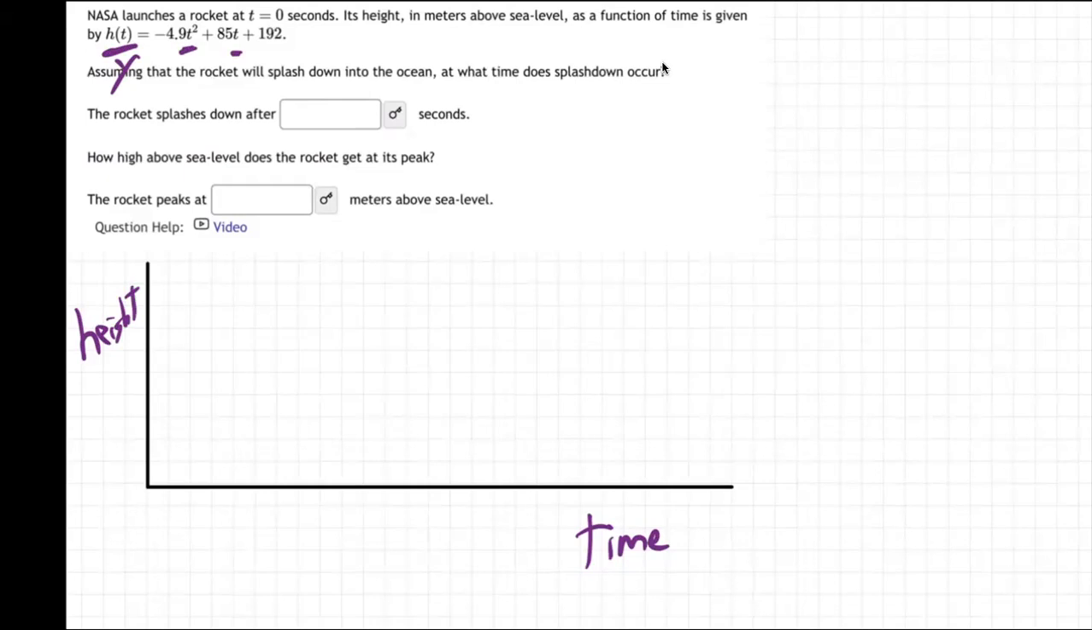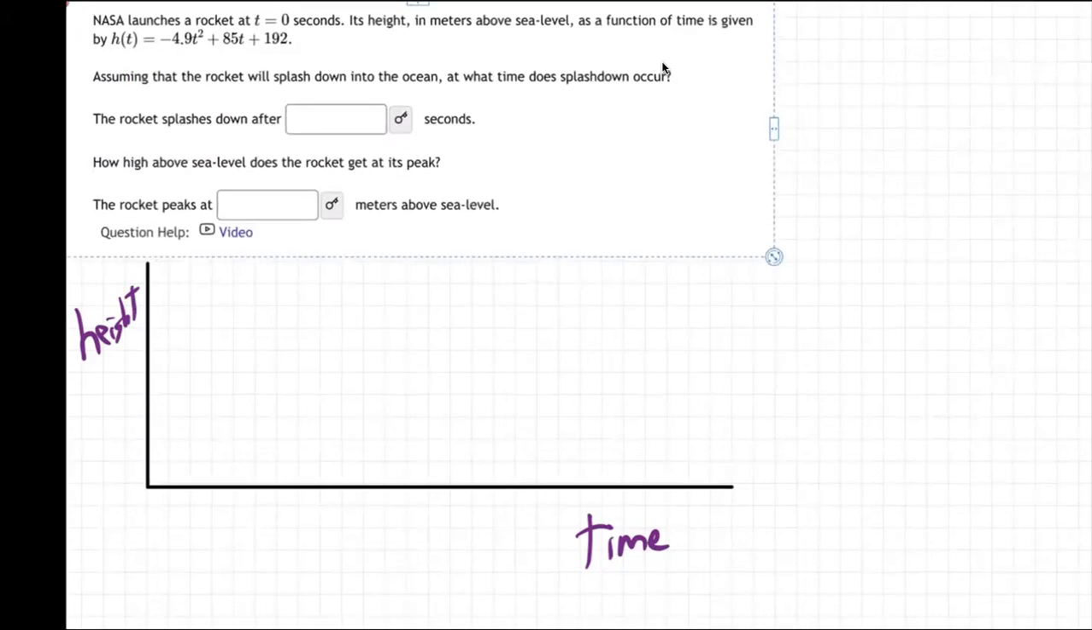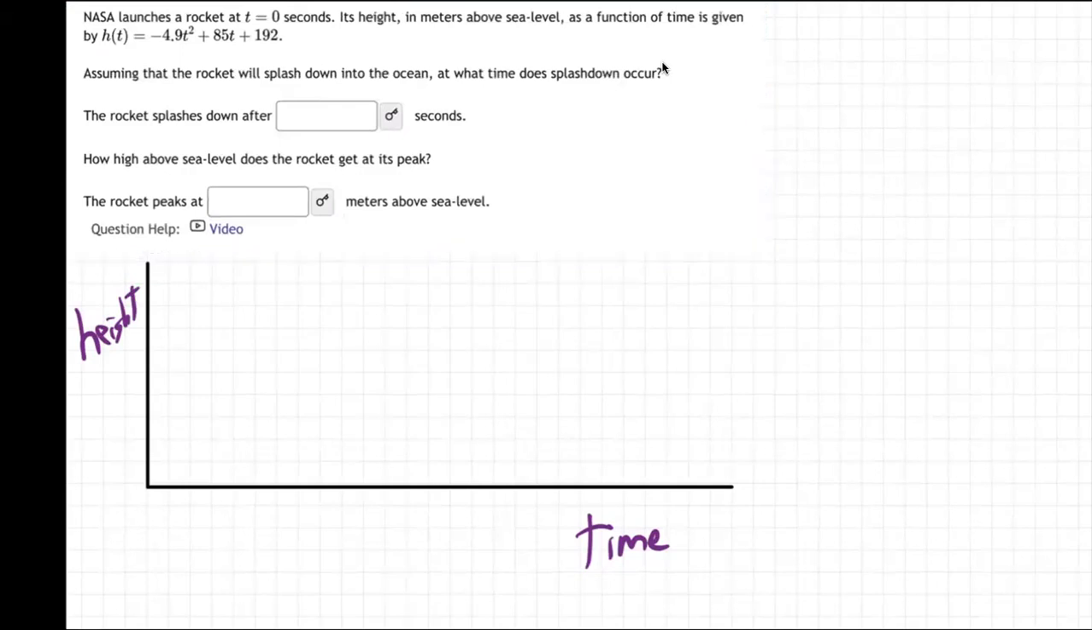Okay, and so notice if you plug in 0 for time here, these are going to just drop out and you get 192. So that means the rocket is launched from a height of 192 when time is 0. See how I know that? When you plug in 0 for time, these drop out and the height just equals 192.